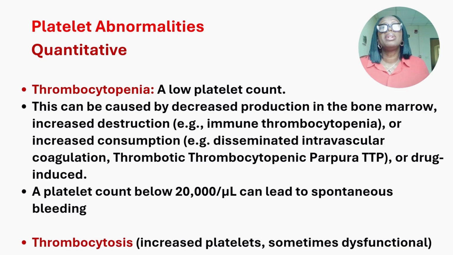For example, when a woman after childbirth starts bleeding spontaneously and you end up consuming all the clotting factors and also platelets, that can cause thrombocytopenia in such situations. Another quantitative abnormality of platelets is what we call thrombocytosis, an increased platelet count, and of course thrombocytosis, if not properly managed, can cause thrombotic disorders.